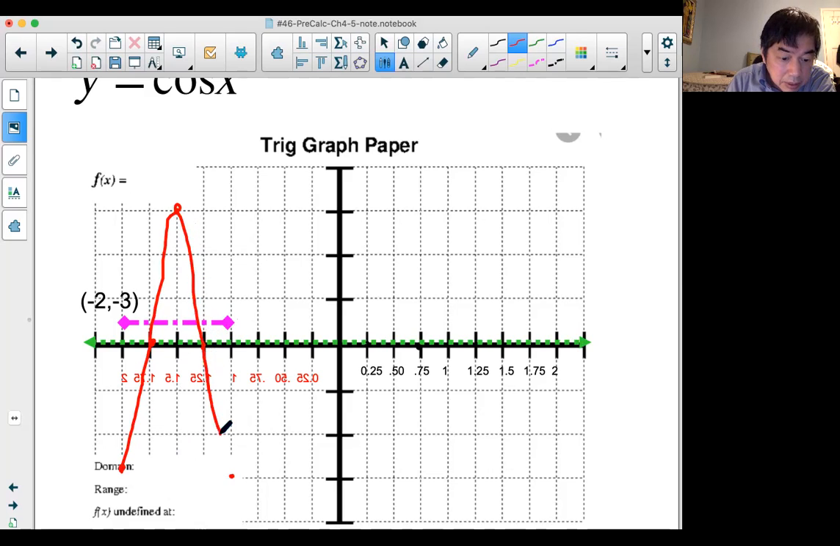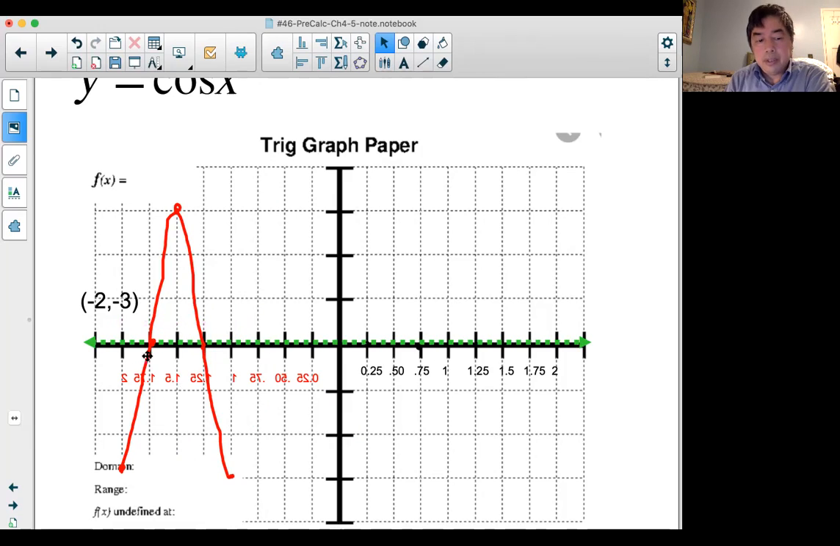Right, so this is 1 cycle. If you make it 2 cycles, it's going to be the same thing, repeating over and over, okay? So the period is 1, right? From here to here is 1 period. And the starter is -2, -3. Max is, let me write down this one.